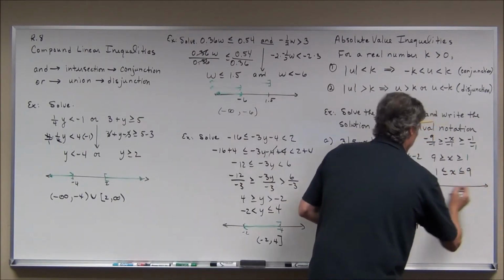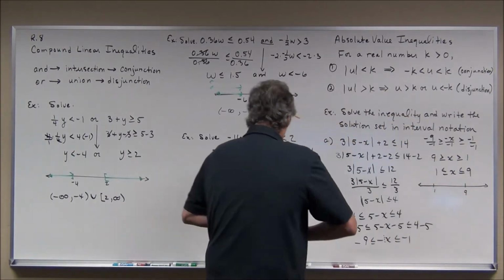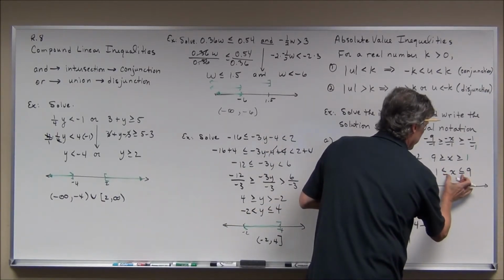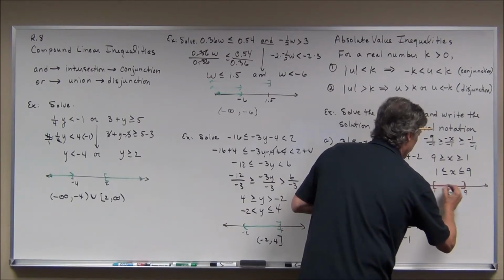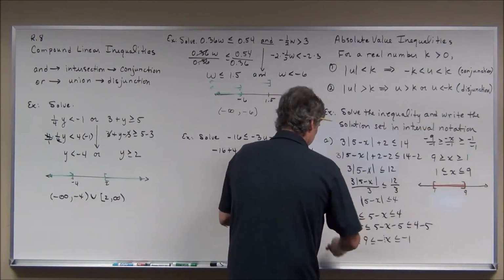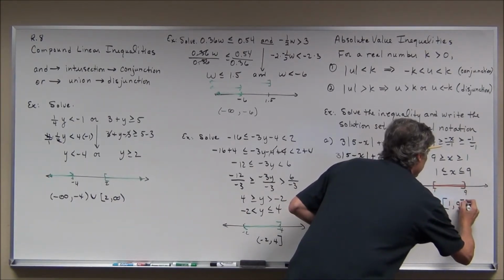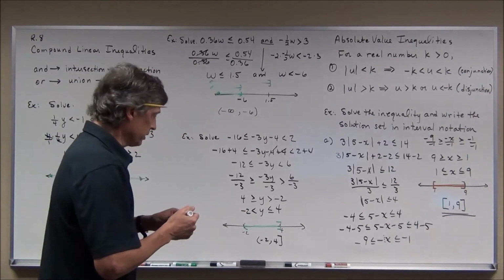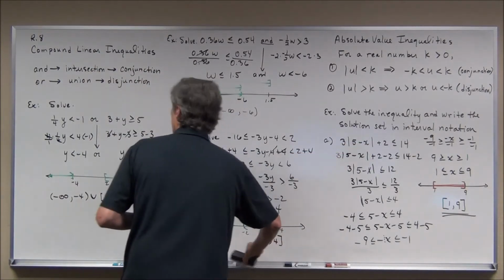So on my number line, here's 1, here's 9. It would be including each endpoint, all the numbers in between, including the endpoints. So bracket, bracket, everything in between, and in interval notation from 1 to 9. That would be my solution. Now that one is an example of an intersection or a conjunction.